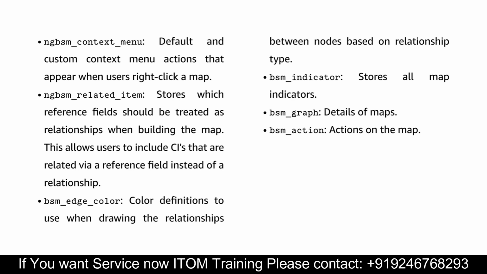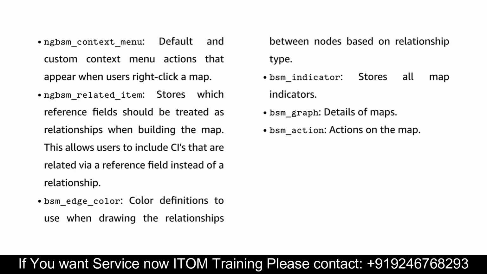Okay, and now BSM underscore edge underscore color holds color definitions to use when drawing the relationship between the nodes based on the relationship type. We have different types of relationships, which I will discuss in the next classes. Depending on the relationship, it can show colors, whether it is a physical relationship or a networking relationship. It will show some other color like red or blue. So color coding also we need to provide, and that color information will be stored in the edge color table.